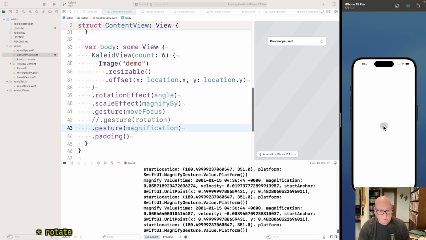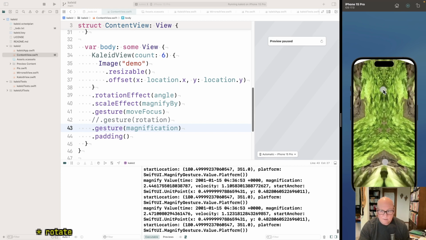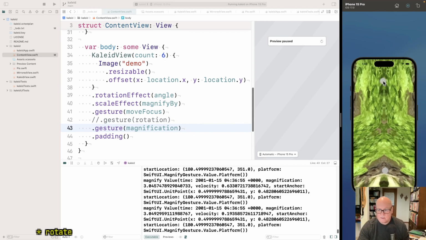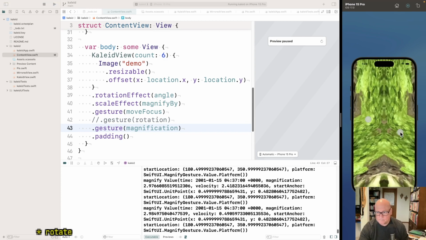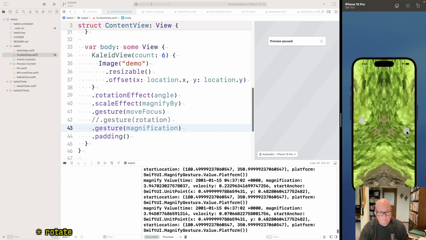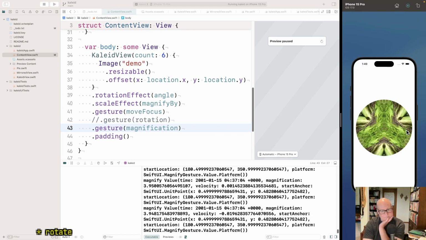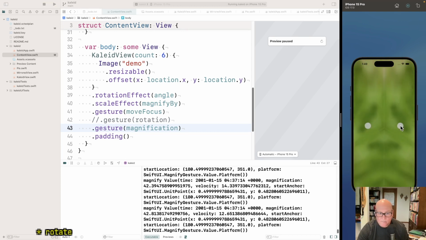Now I don't really want to do this. I just want to see what the scale I'm getting is. Value magnification 0.0055. Magnification 3. Magnification 4. Is that because I... Yeah.